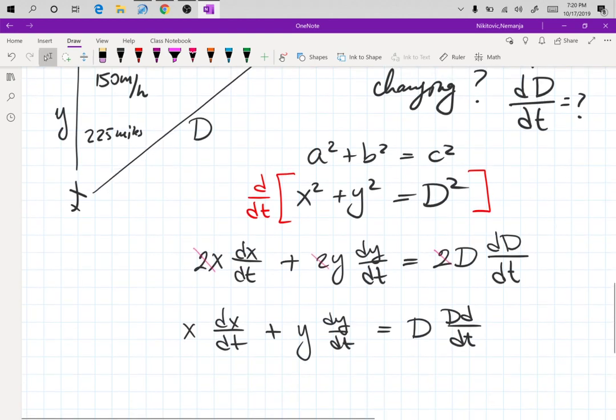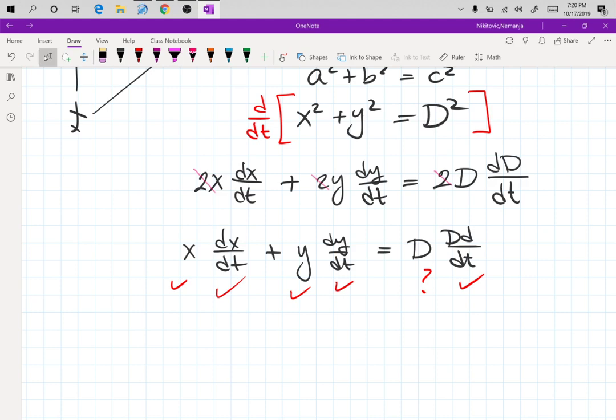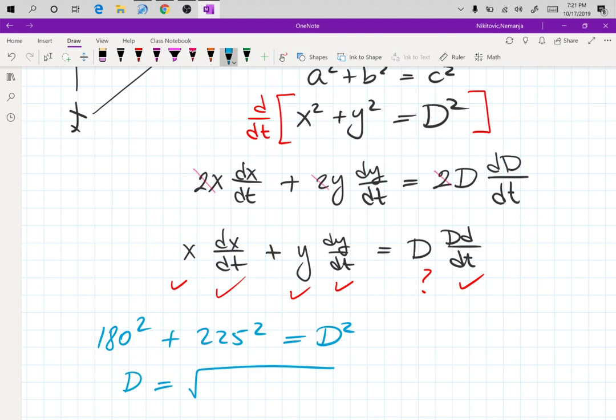So to find D, usually what I do is I say, oh, I have this, I have this, I have this, I have this. This is what they are looking for, so I'm going to label it as I have it. And then I say, oh, I don't have D. So we find D. X is given as 150? No, 180. So 180 squared plus 225 squared is equal to D squared. D is equal to the square root of, and just punch this in the calculator and get the numbers.